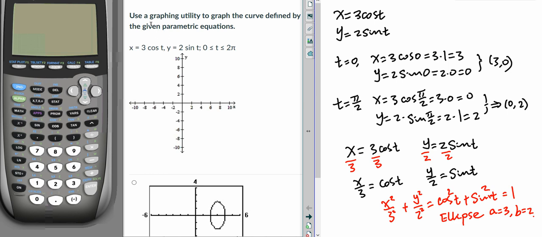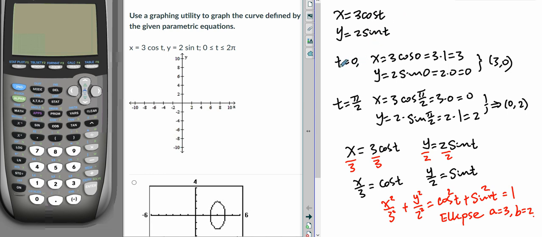Okay, let's use a graph utility to sketch the curve described by the given parametric equations. x equals 3 cosine t and y equals 2 sine t, when t is between 0 and 2 pi. Here is the equation: x equals 3 cosine t.